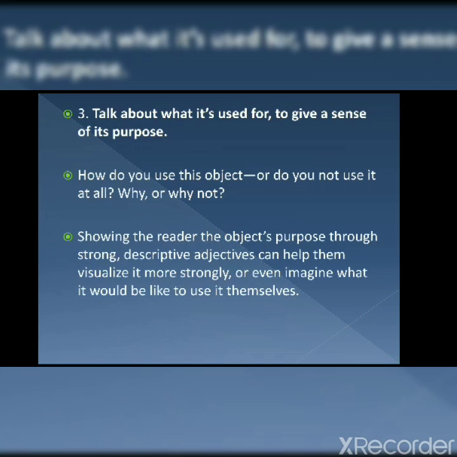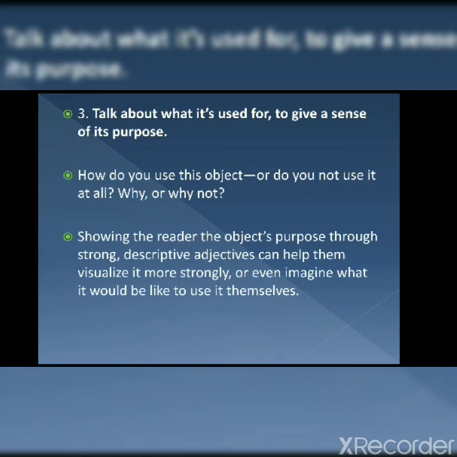Third, talk about what it's used for to give a sense of its purpose. Now, if you remember, we are describing an object. So, talk about what it's used for. What is the use of that object, to give a sense of its purpose? If you are defining an object, you obviously need to tell the reader its purpose. What is the purpose of the object that we are reading about? How do you use this object, or do you not use it at all? Why or why not? Everything should be included in it.